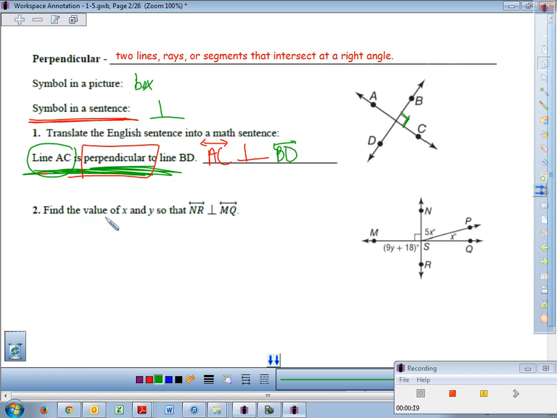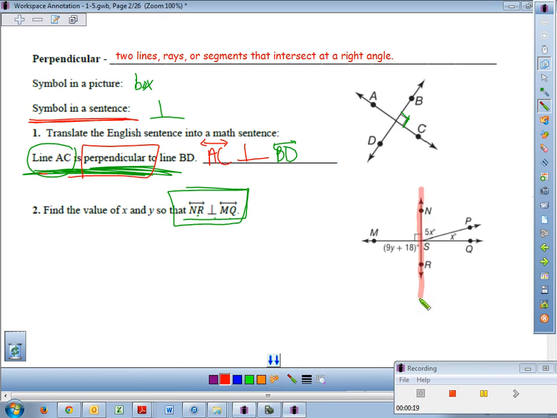So let's see what this says. It says, find the value of x and y so that, how would you read that out loud? Line NR is perpendicular to line MQ. It's one of those things, if you don't know what the symbols mean, you're not going to know how to do the problem. Cool? So they're saying line NR. Let's do a little finding. Isn't this line NR right here? I want it to be perpendicular to line MQ. Well, if they're perpendicular, what do you know about them? They intersect at a 90-degree angle.